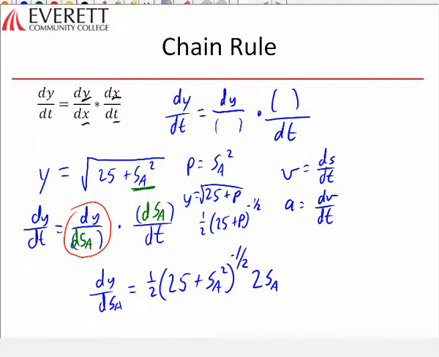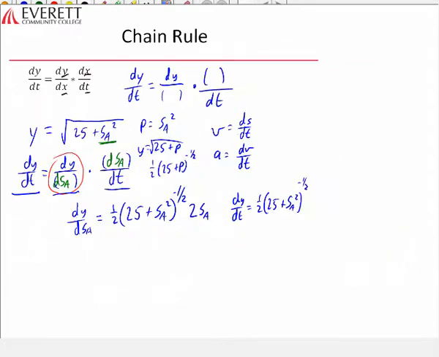Well, dy dt is simply equal to dy dsA times dsA dt. So my dy dt is equal to 1/2 times 25 plus sA squared to the negative 1/2 times 2sA times dsA dt. Okay, so that's the chain rule. And now, of course, we could simplify.